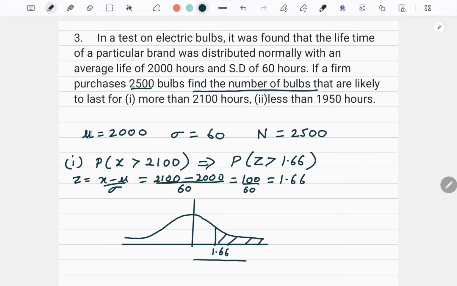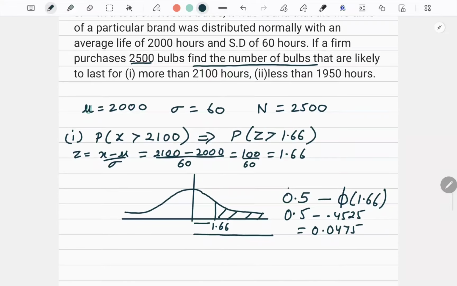How much is this area? This full area minus this area. So you have to find out 0.5 minus phi of 1.66. So you should know the value of 1.66 or 1.67. So this is 0.5 minus 0.4525, right? So I will do 0.5 minus 0.4525. So this is equal to 0.0475. Correct? Now, as I said, you have to find this is the probability.